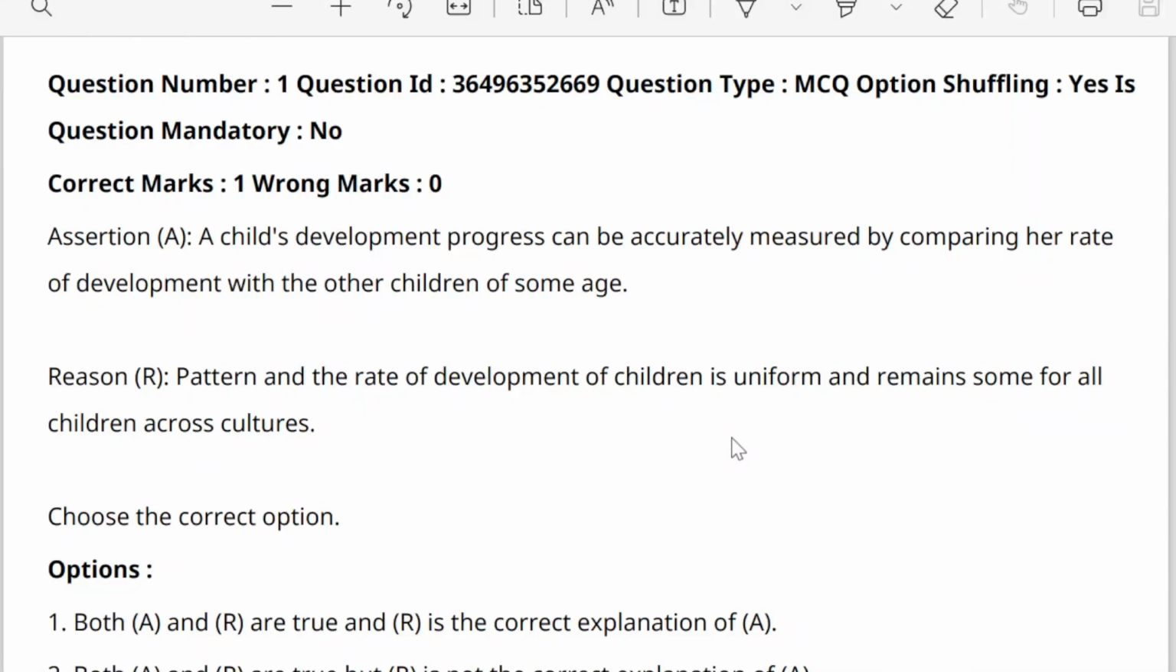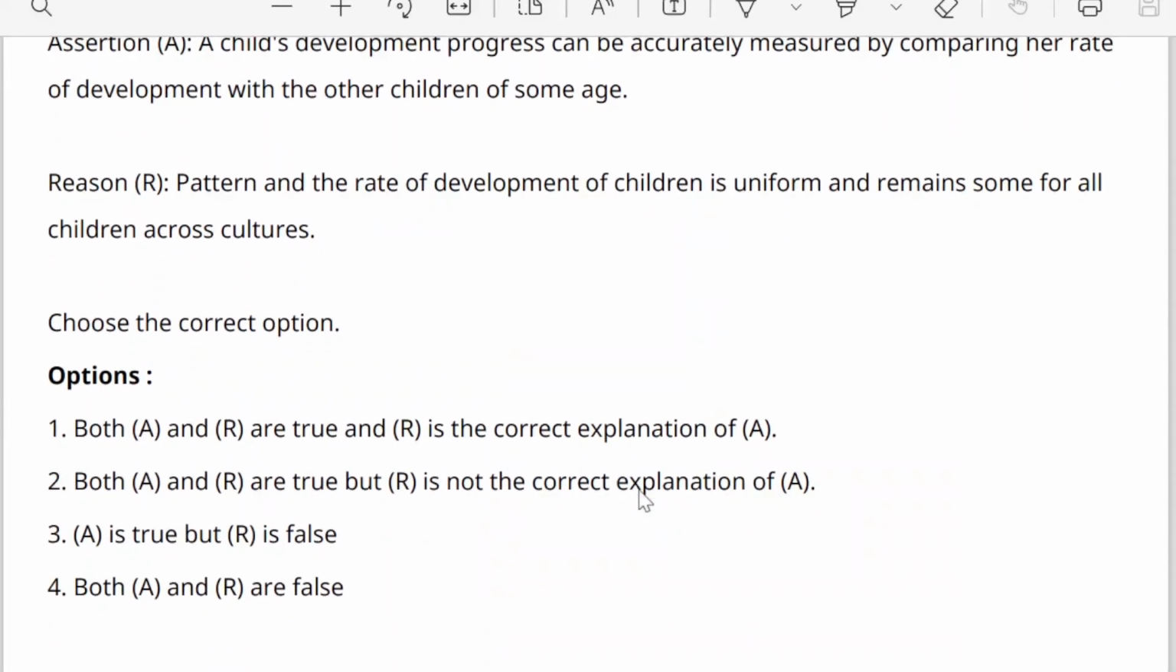Assertion. A child's developmental progress can be accurately measured by comparing her rate of development with other children of the same age. That's a typo. Reason. Pattern and rate of development of children is uniform and remain same for all children across cultures. Choose the correct option. Both A and R are true and R is the correct explanation of A. Both A and R are true but R is not the correct explanation of A. A is true but R is false. Both A and R are false.